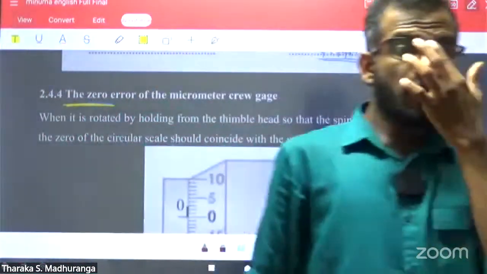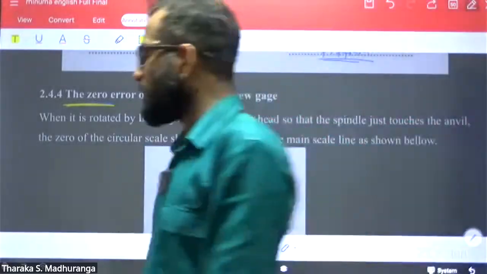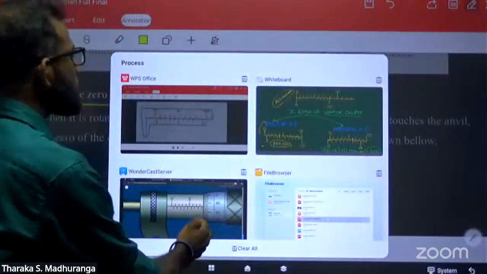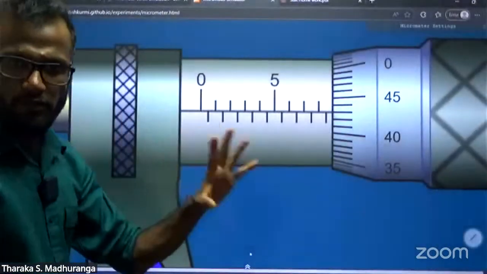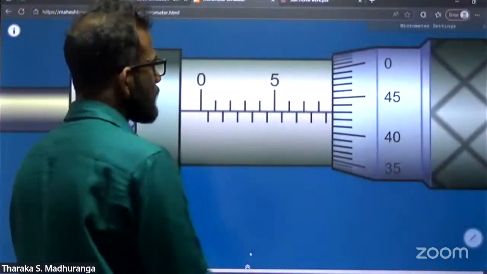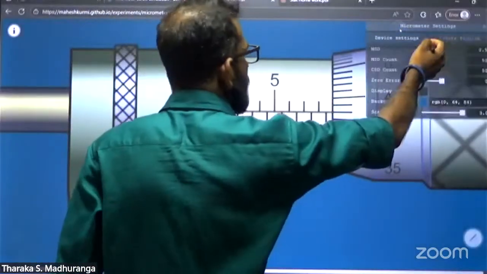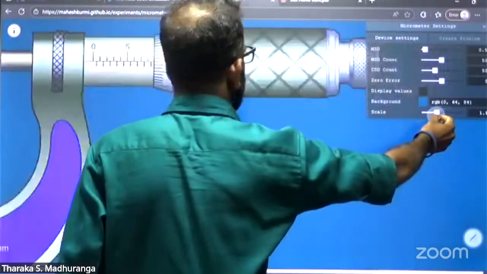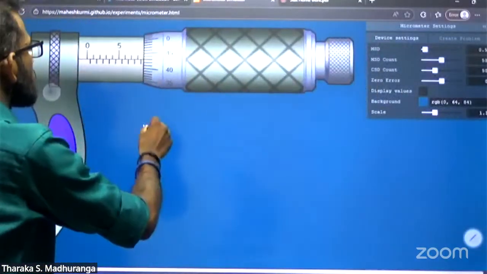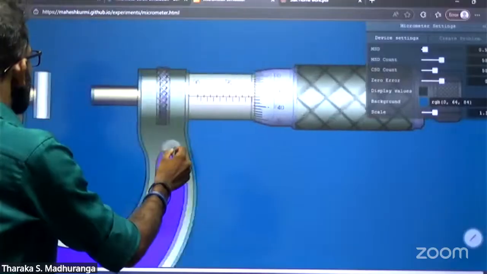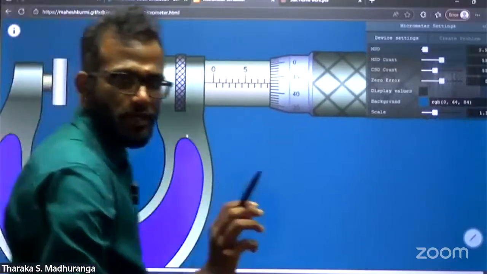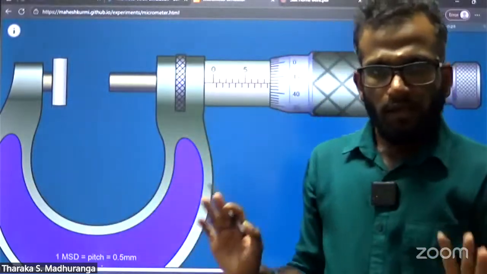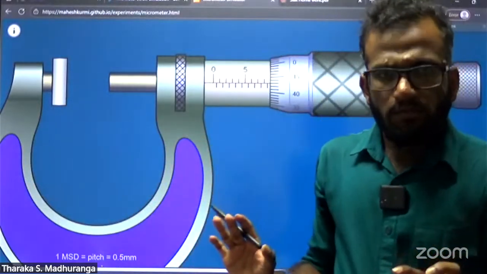This is the zero error of the micrometer screw gauge. First of all, I will show you how we check the zero error of the micrometer screw gauge. We can check the zero error the same as with the vernier caliper. This part is very important, understand it very well. Everyone focus your maximum.